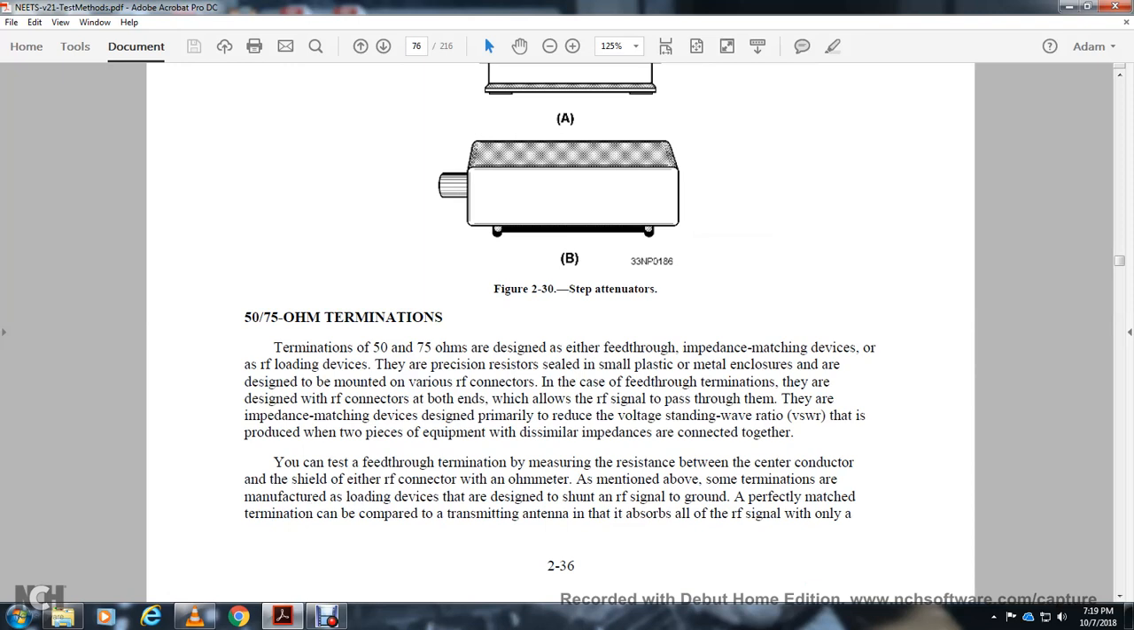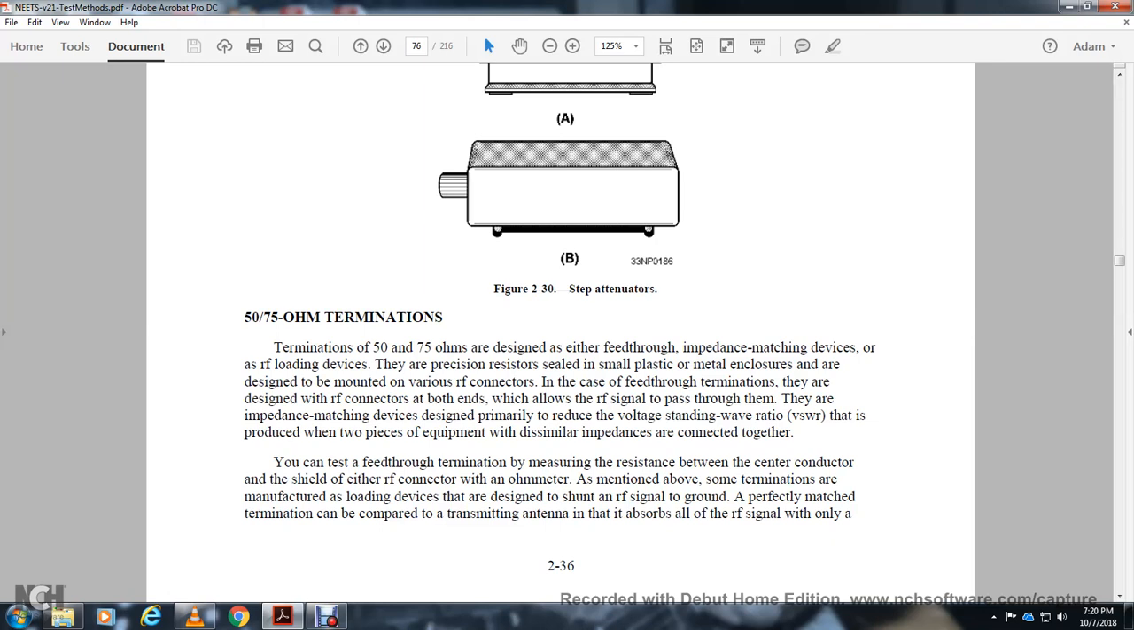50 and 75 ohm terminations. The 50 and 75 ohm terminations are designed as either feed-through or impedance matching radio frequency devices. The precision resistor is sealed in a small plastic or metal enclosure, designed to mount to the radio frequency connector, and the feed-through terminations are designed with radio frequency connectors at both ends with the radio frequency path through them. They are impedance matching devices designed primarily to reduce the voltage standing wave ratio that is produced when two pieces of equipment with dissimilar impedance are connected together.